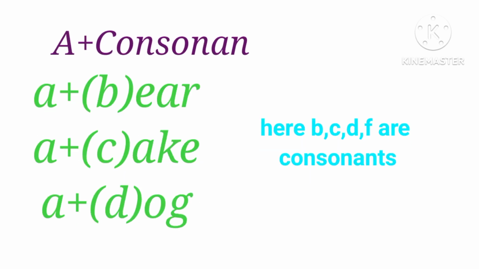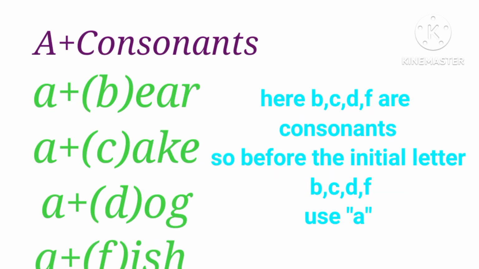And on the other side, "a" always goes before consonants: a bear, a cake, a dog, a fish. Here B, C, D, F are consonants. So before the initial letters B, C, D, F, always use "a".